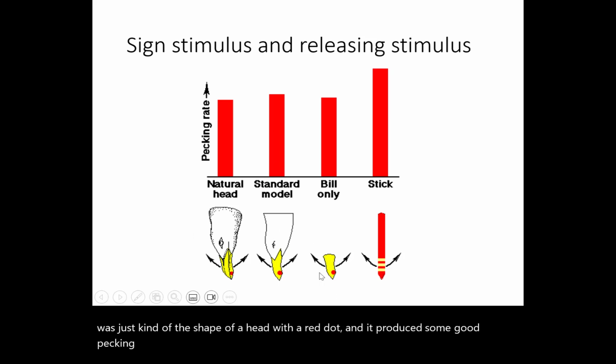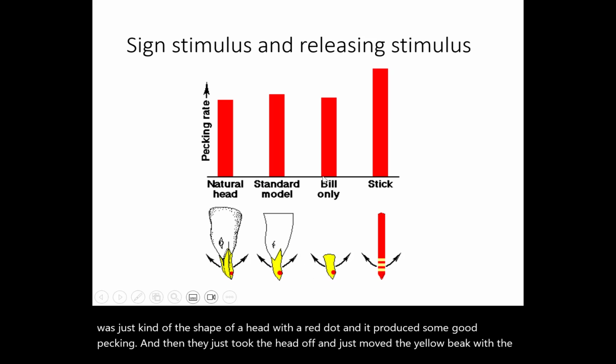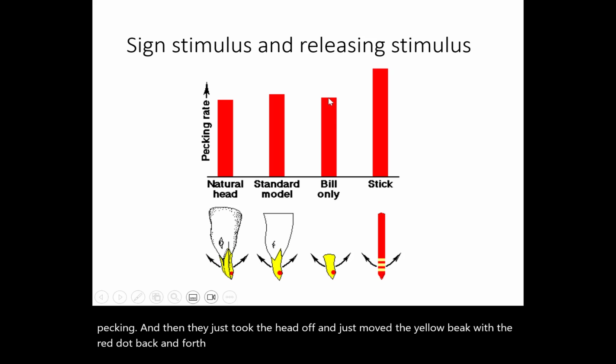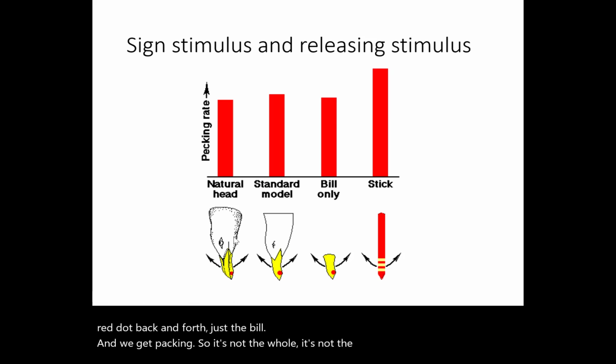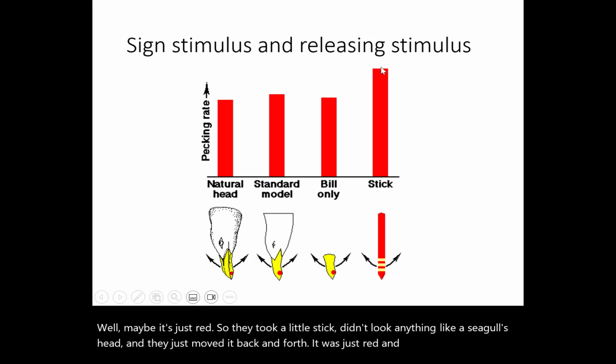And then they just took the head off and just moved the yellow beak with the red dot back and forth, just the bill, and we get pecking. So it's not the whole face, it's not the whole head, it's just this red dot. Well, maybe it's just red. So they took a little stick, didn't look anything like a seagull's head, and they just moved it back and forth. It was just red and yellow, and that got the most pecking behavior.